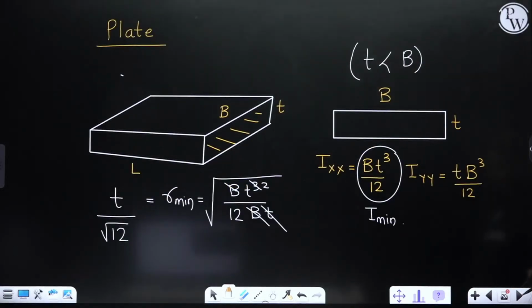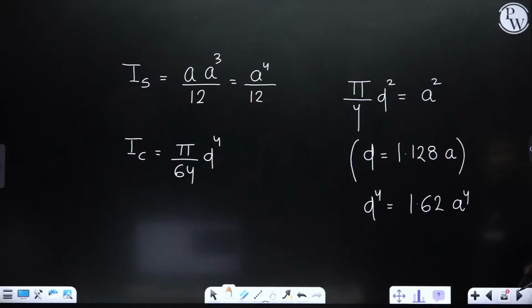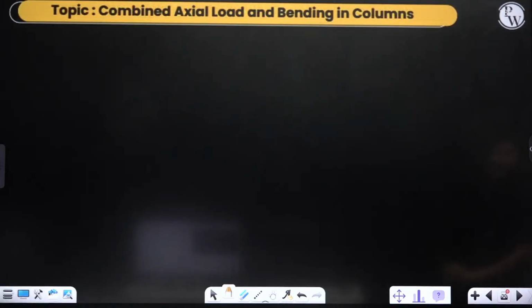Let us go to something known as the combined axial load and bending in column.